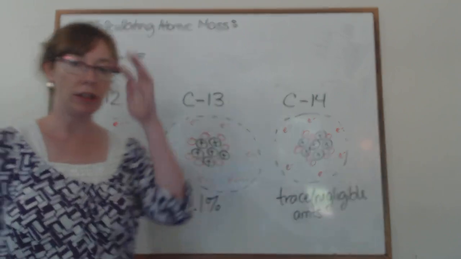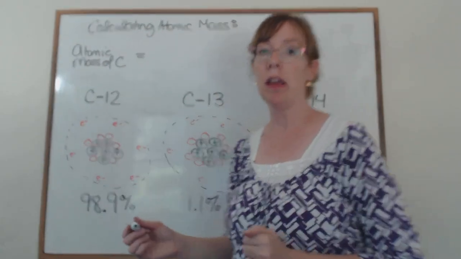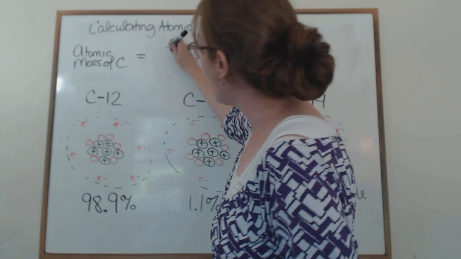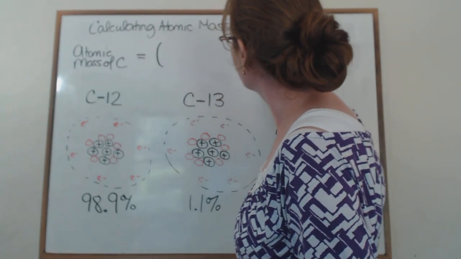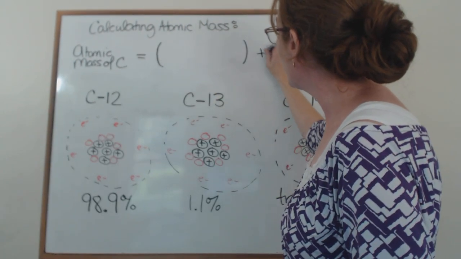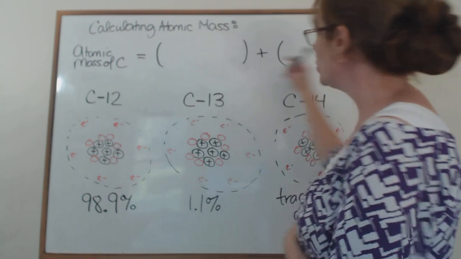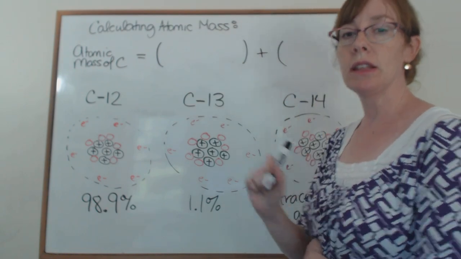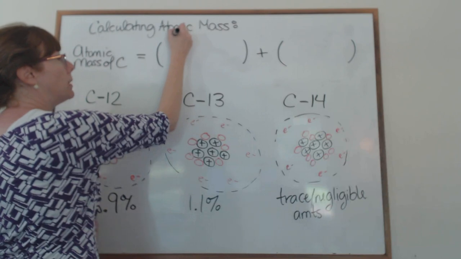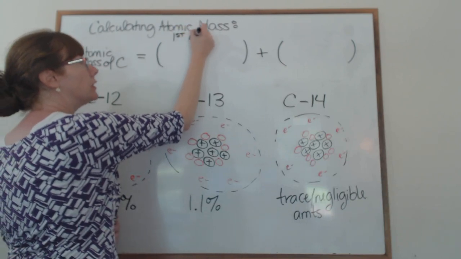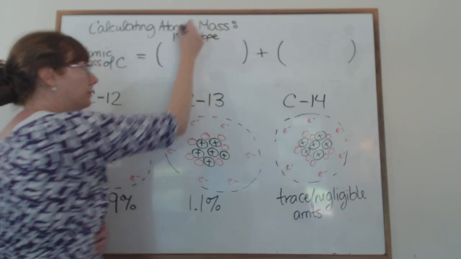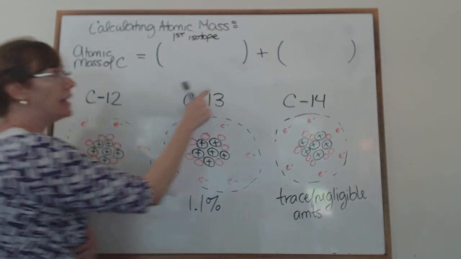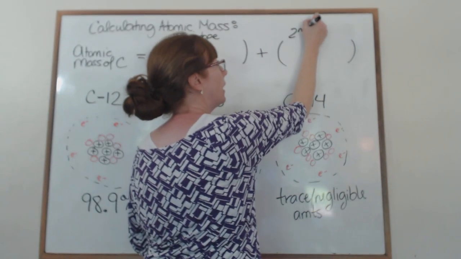So it's just an equation. The atomic mass of, for instance, carbon. I usually think about it as you're going to add, in this case, two numbers together, because the first number is going to be the number that you get for the first isotope, this one, and the second number is going to be for the second isotope.